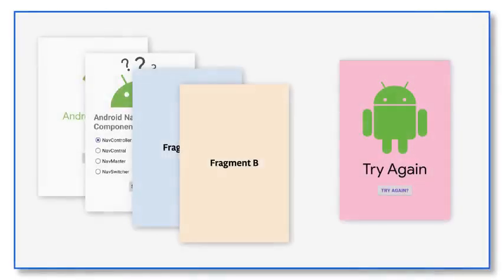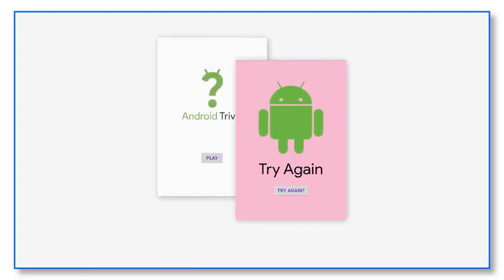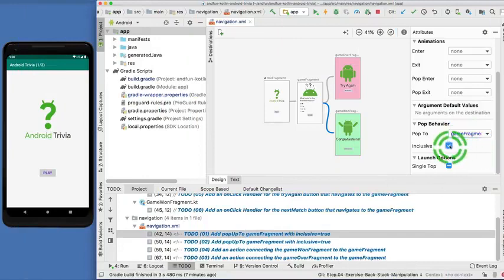This tells the navigation component to pop fragment transactions off of the fragment backstack until it finds the one that returns the game fragment. Because we set the inclusive flag, it will also pop off the game fragment transaction. If we had not set the inclusive flag, then it would have allowed the game fragment transaction to execute. Same thing for the action from the game fragment to the Game Won fragment.